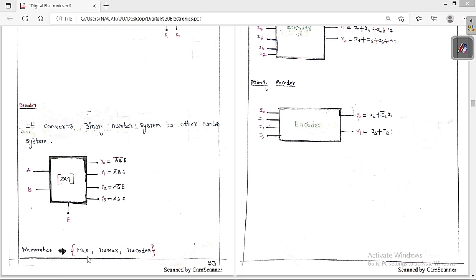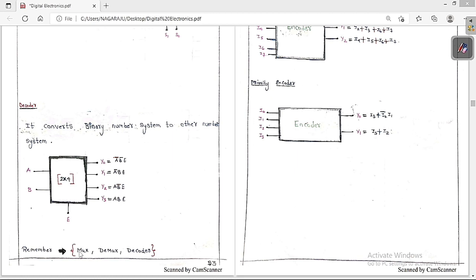First we learned about the mux, then we learned about the demux, and then we learned about the decoder. This is the order you should keep in your mind. For mux, the general representation is 2 to the power of n cross 1, for demux the general expression is 1 cross 2 to the power of n, and the general expression of a decoder is n cross 2 to the power of n. These are the points that you always have to keep in your mind.